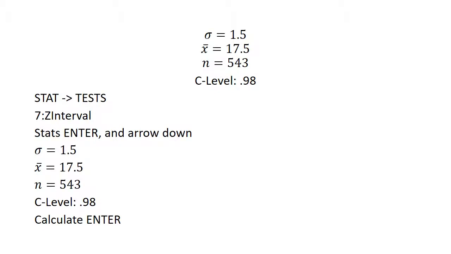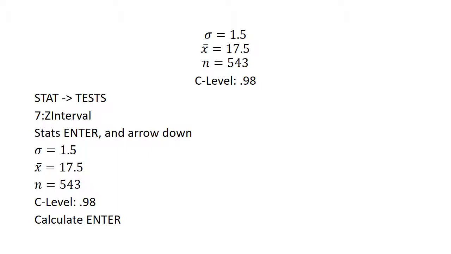We are going to go to the stat button, arrow over to tests, because we know the population standard deviation. This is a Z interval. Because we are using stats that are given to us, we did not put our data into lists, and we're not asking our calculator to find the sample mean or sample standard deviation.